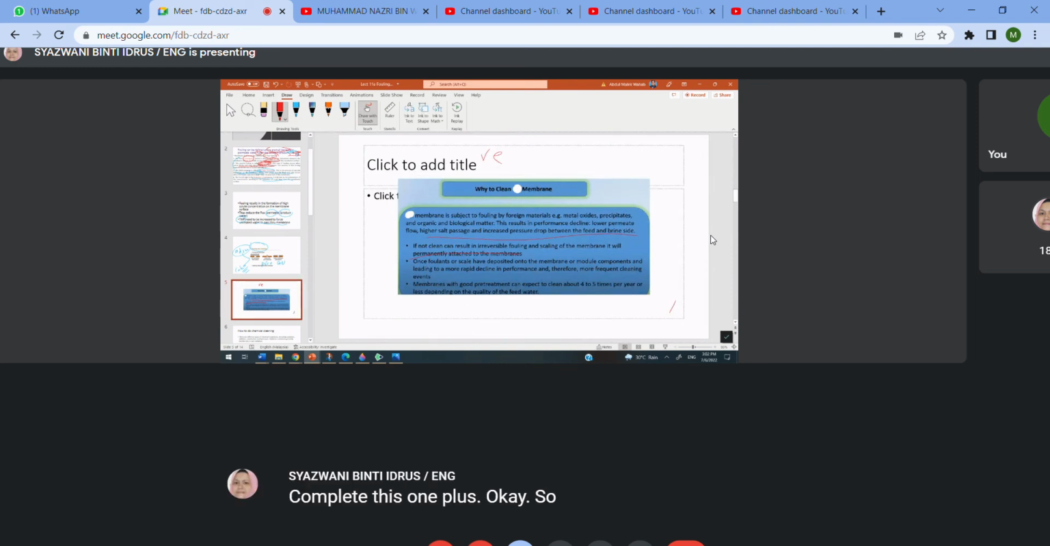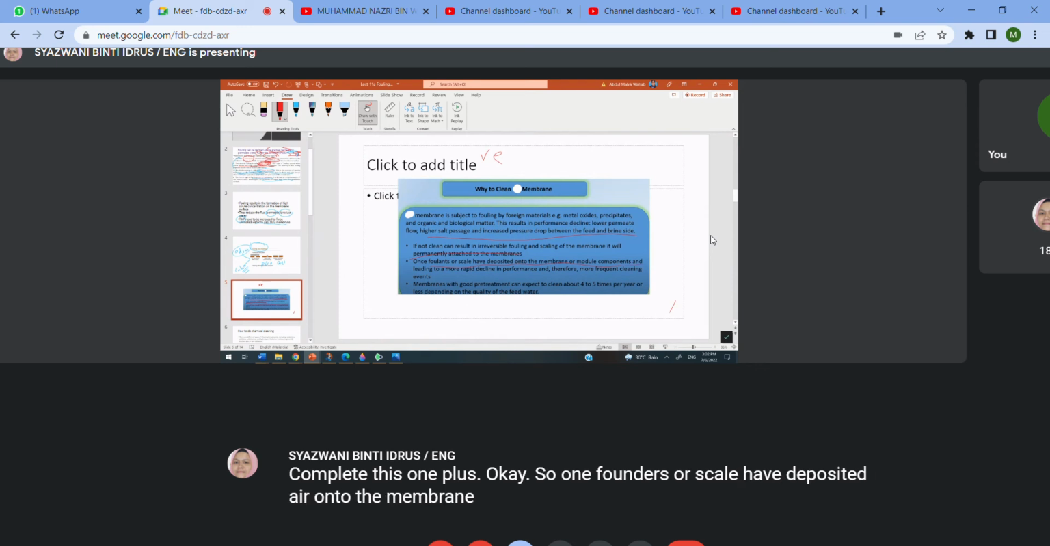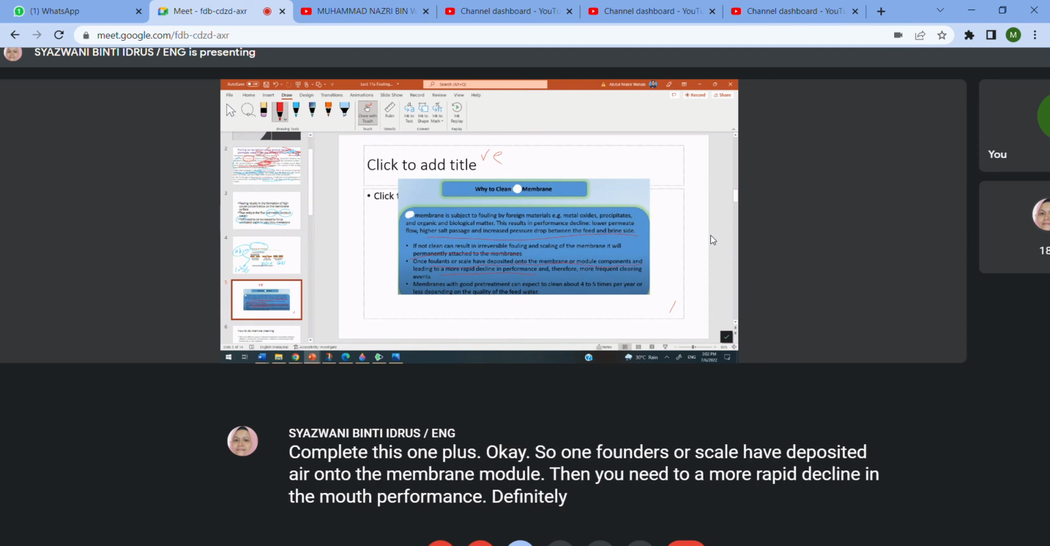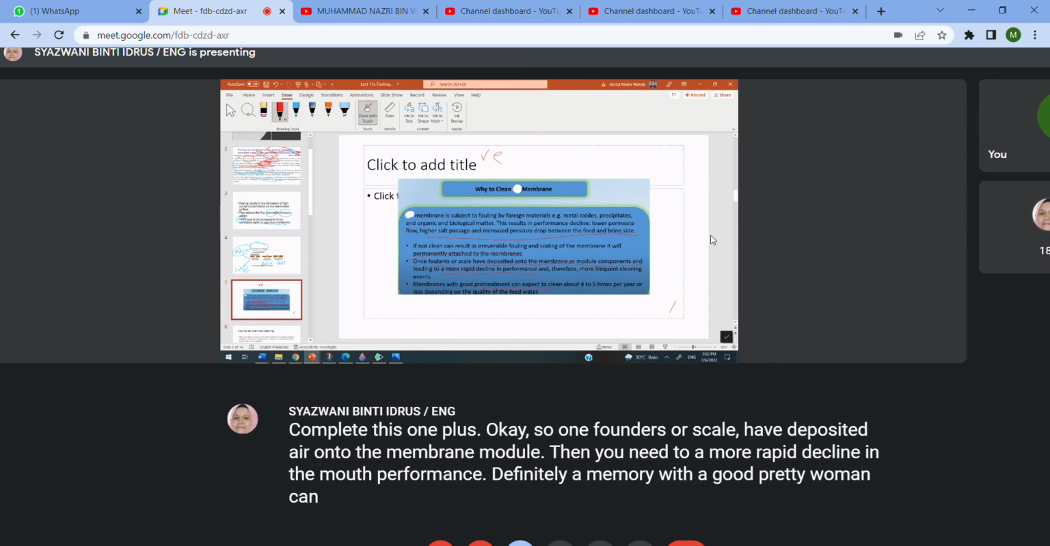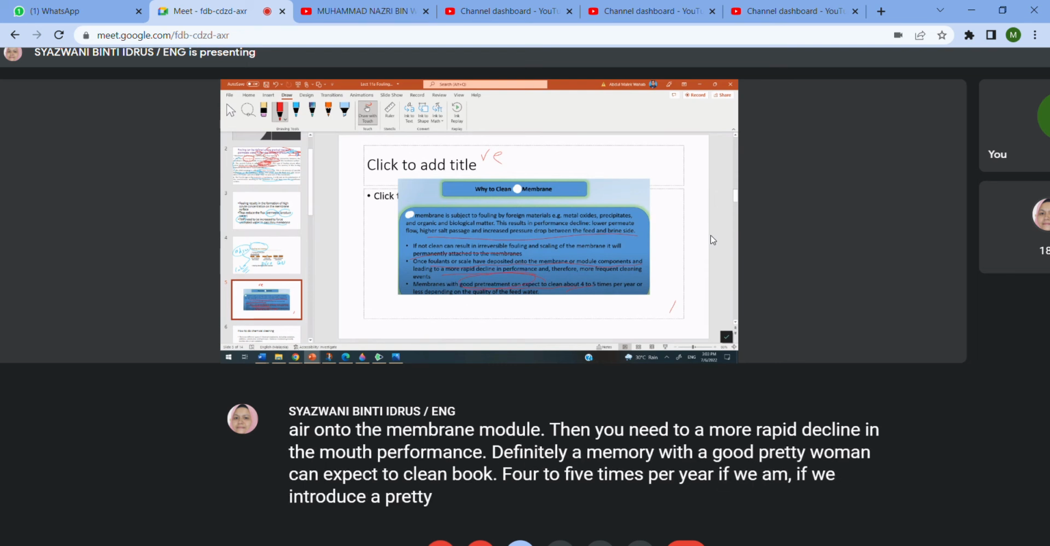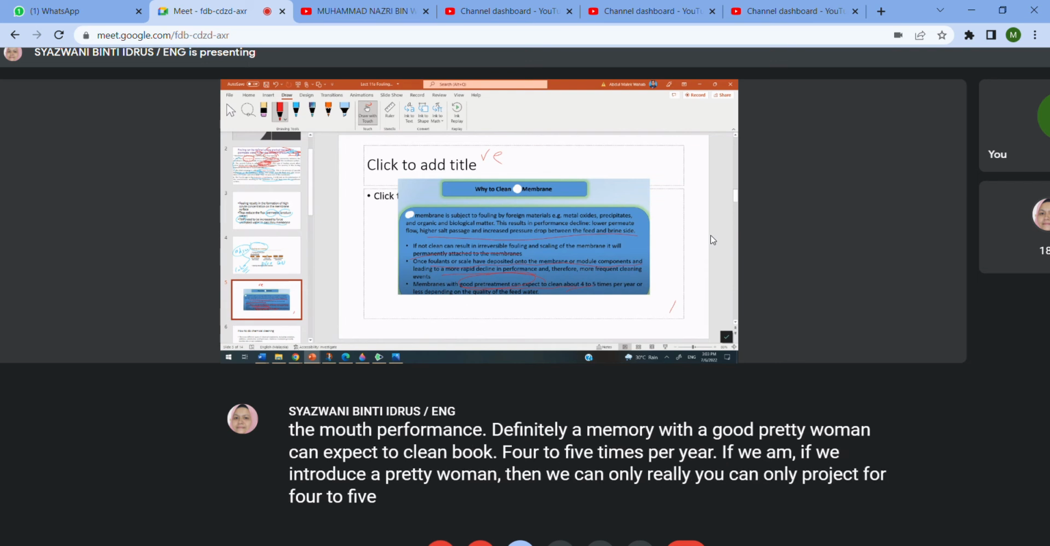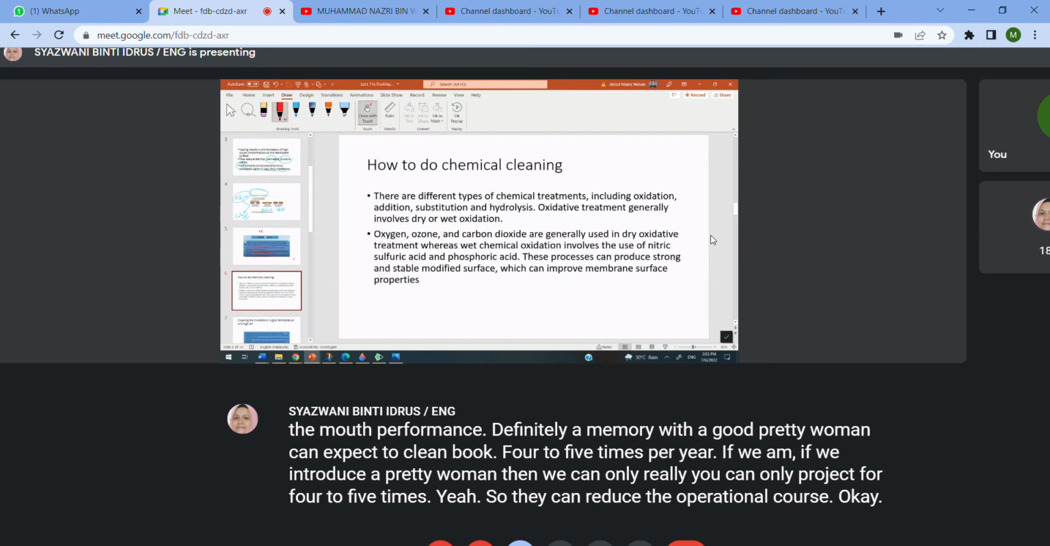Okay, so once foulants or scale have deposited onto the membrane module, then it will lead to a more rapid decline in terms of performance, definitely. And a membrane with a good pre-treatment can expect to be cleaned about 4 to 5 times per year. If we introduce a pre-treatment, then we can only project for the 4 to 5 times per year, so that we can reduce the total operational cost. Okay, how to do chemical cleaning?